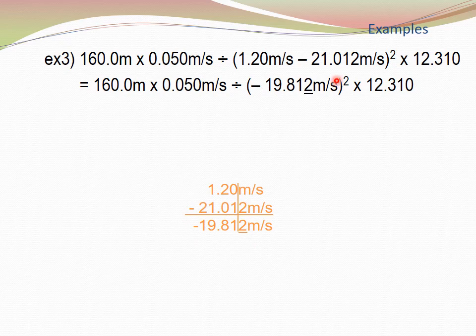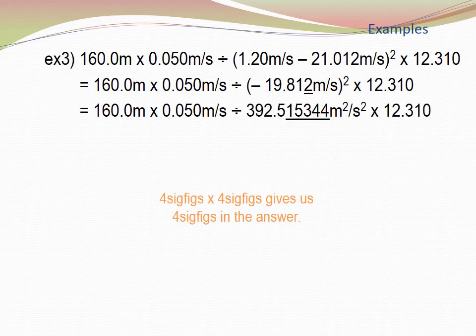Now I'm going to have to do the squared. Again, that is 4 significant figures multiplied by 4 significant figures, because that's what a squaring is. So I will punch that into my calculator, and I will keep 4 significant figures. So the 160.0 drops down, the 0.050 drops down, but this number we squared gets replaced with 392.515344, and I underlined the 15344 so that that number would only have 4 significant figures.